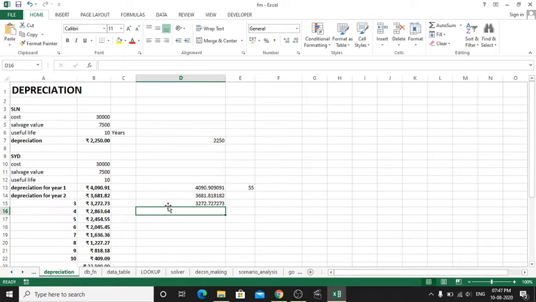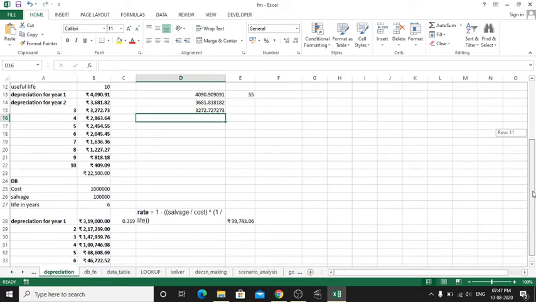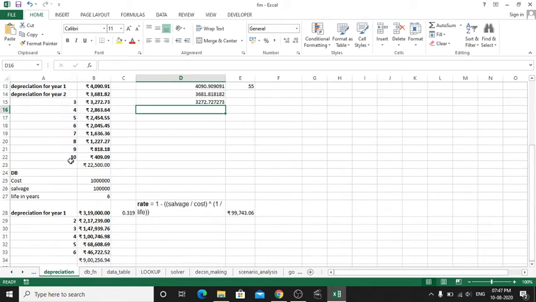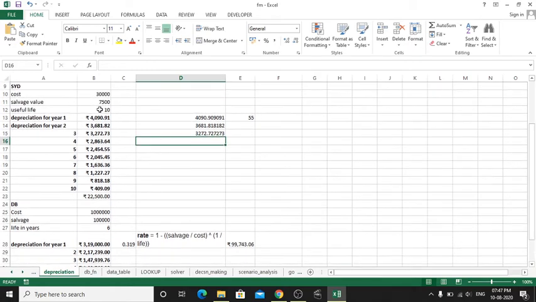Okay, so now let's move on to the next function, which is DB. For SYD also, we are just putting the dollar symbols for locking the column name and the row number, and just drag it down to find the remaining depreciation amount for the remaining years. So yeah, that's it about SYD.